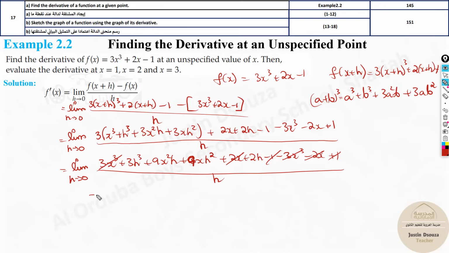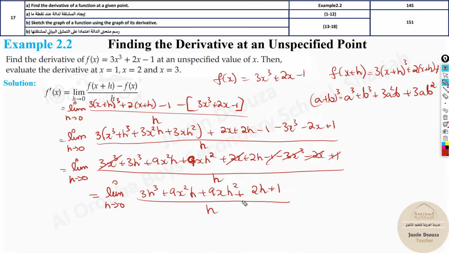It is limit as h tends to 0. What is remaining? It's 3h cubed plus 9x squared h plus 9xh squared plus 2h, divided by h. Sorry, what am I writing? There's no plus 1. My bad.